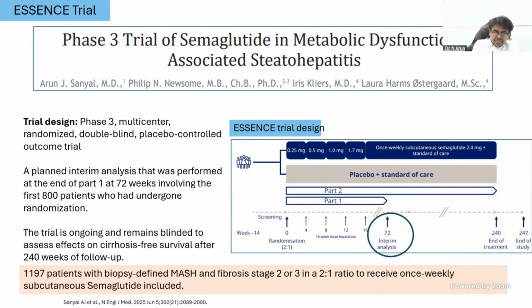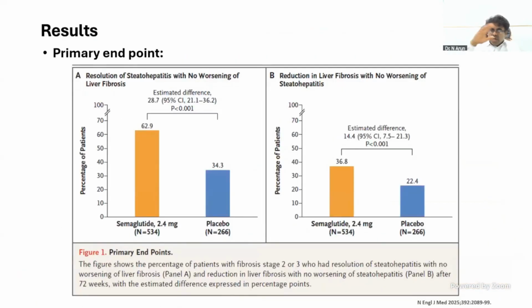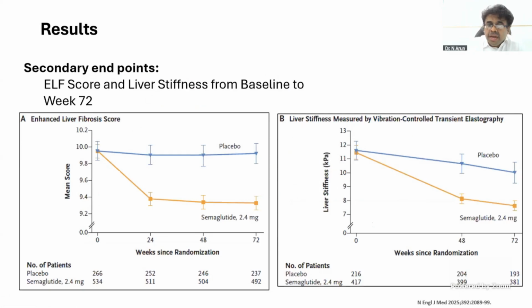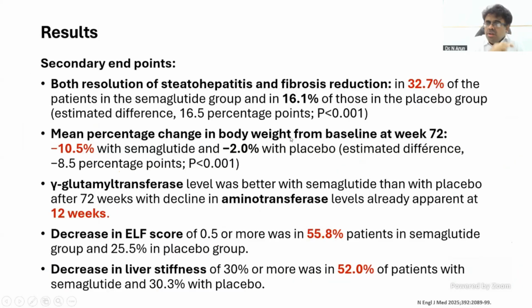And so once the patient is subjected to this kind of treatment, that shows the resolution of steatohepatitis with no major worsening of fibrosis, and the liver fibrosis improves without major worsening of steatohepatitis. This is what has been proven in these people. And as already discussed, ELF scoring, liver stiffness, all these major pointers will have a significant response with your semaglutide when compared to your placebo.